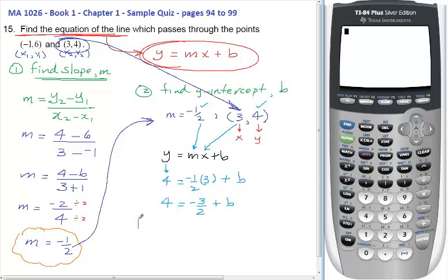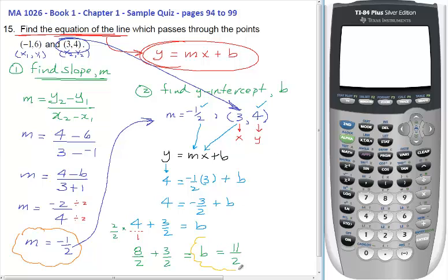Solving for b, add 3 over 2 to both sides. Now, this requires a common denominator because it's a fraction added to a whole number. So you put the 4 over 1. Our common denominator therefore is 2. So 3 over 2 stays the same, and I'll multiply the 4 by 2 over 2 to get 8 over 2, which is the same as 4. Therefore, I add them together. My final answer for b is 11 over 2.